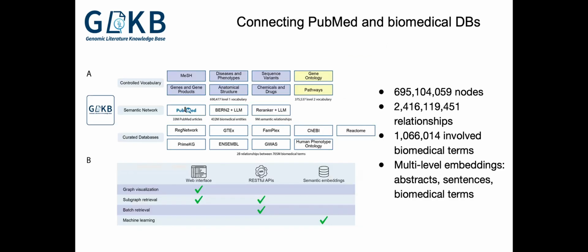So this is the scope at this moment. We have almost 700 million nodes and 2.4 billion relations. It involves over 1 million terms, and it has multiple levels of embeddings for abstracts, sentences, and the terms. And we have a web interface, an API, and embeddings available.